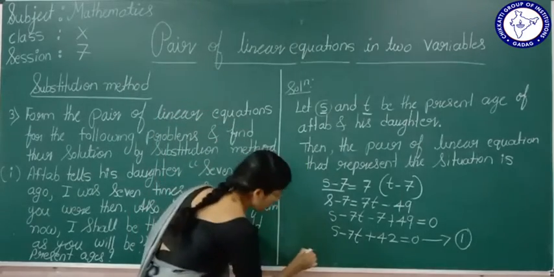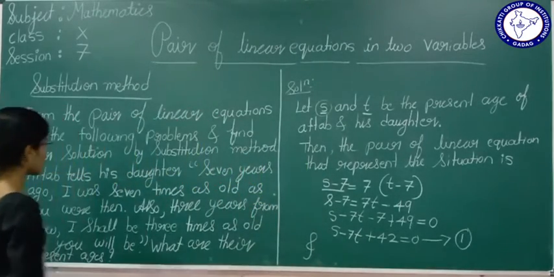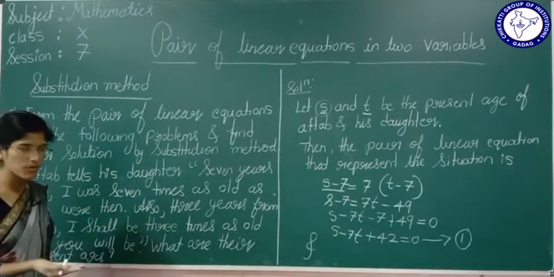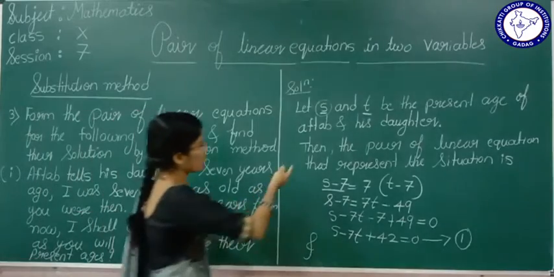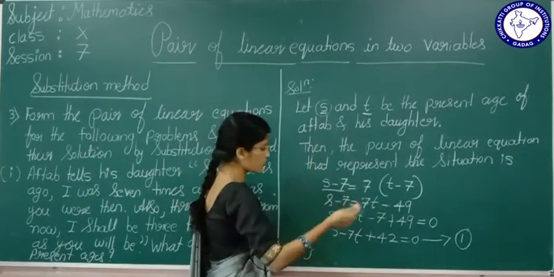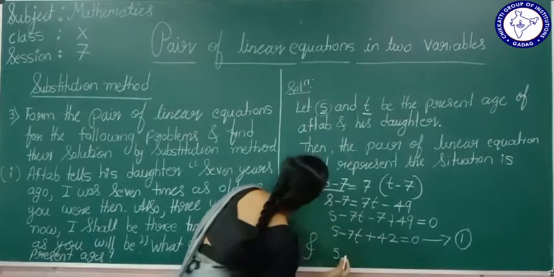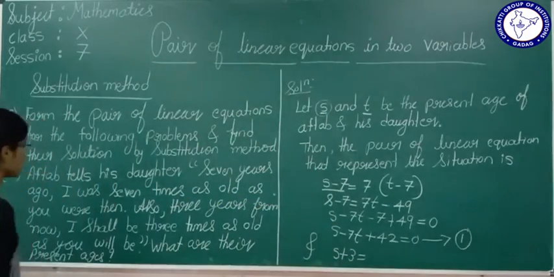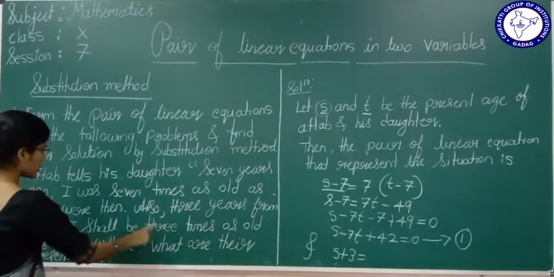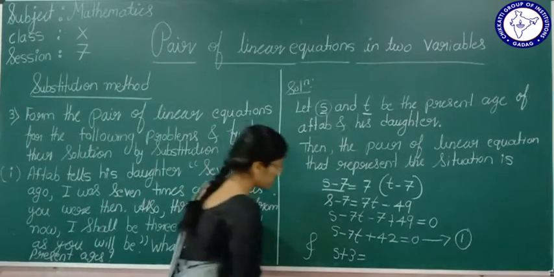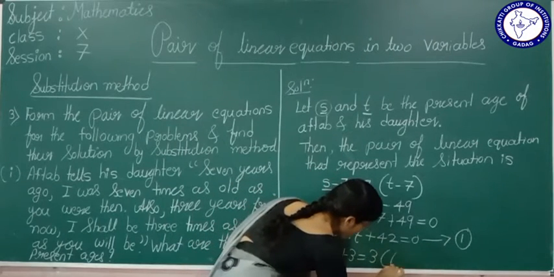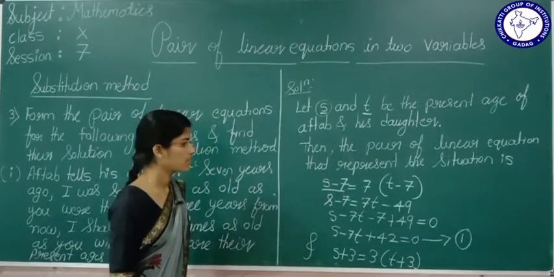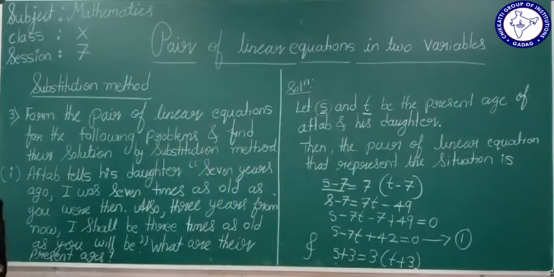One equation we got. Again, what is it telling? Also, 3 years from now. 3 years from now, what is the age of Aftab? It is s plus 3. 3 years from now, I shall be 3 times as old as you. We will simplify the second equation.